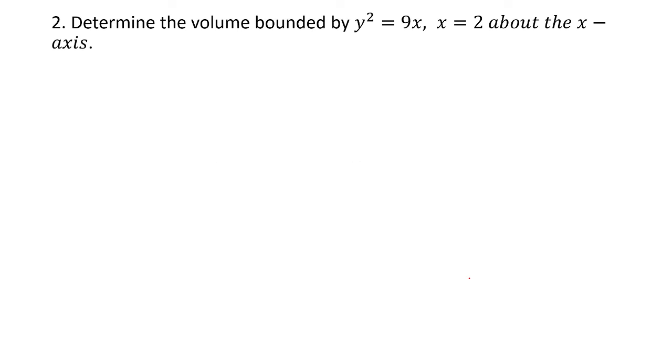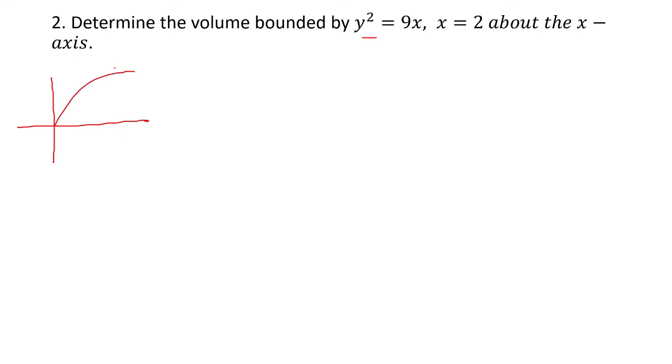Okay. What if the problem is a little more challenging, which is not solvable with the use of analytic geometry? So determine the volume bounded by y squared is equal to 9x and x is equal to 2 about the x-axis. For this type of problem, we cannot get the distance from a point to a line, because y squared is equal to 9x is just a curve.